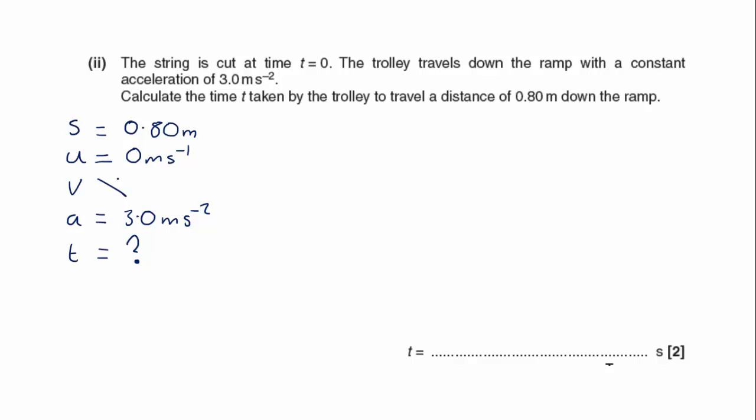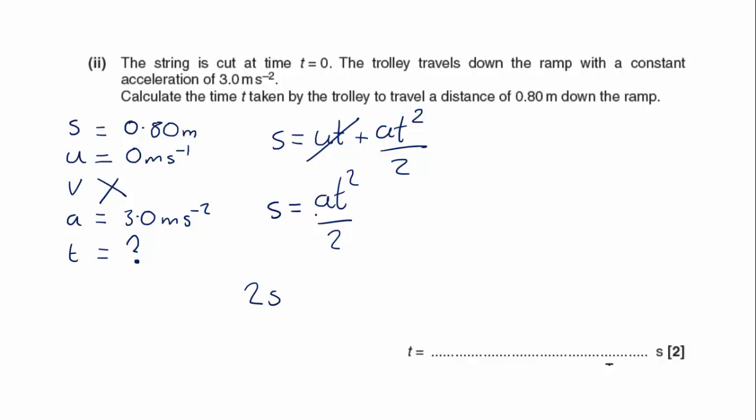So we don't know anything about the final velocity, so we need to choose an equation that doesn't have v in it. So that is going to be s equals ut plus a half at squared, and because u is 0, that term disappears, so we know that s is equal to at squared over 2. We're after the time. I always like to rearrange the equations first, so let's multiply up by 2, divide through by the a, and then take the square root, and that's going to equal my t.